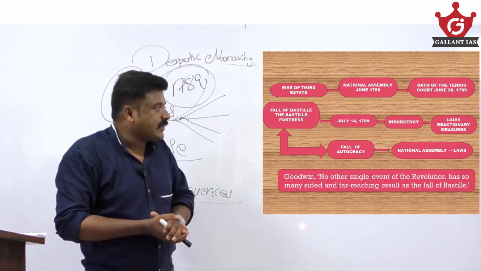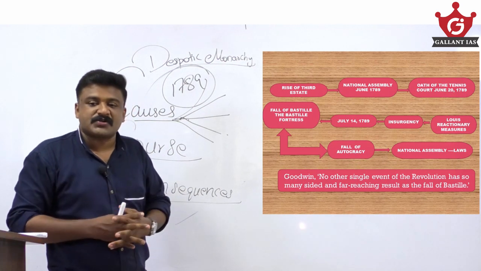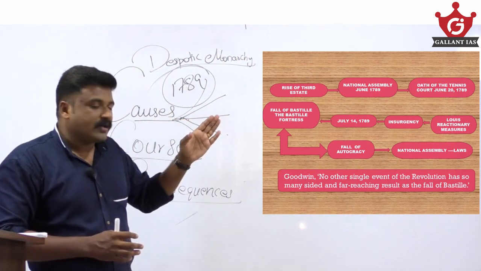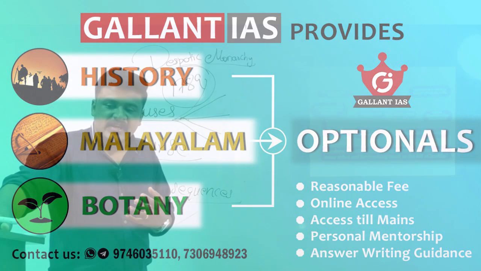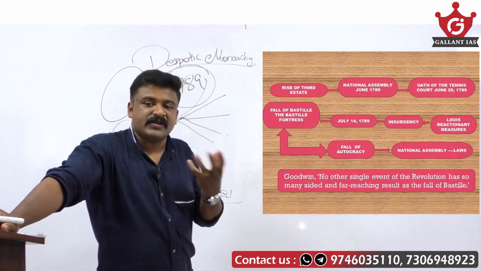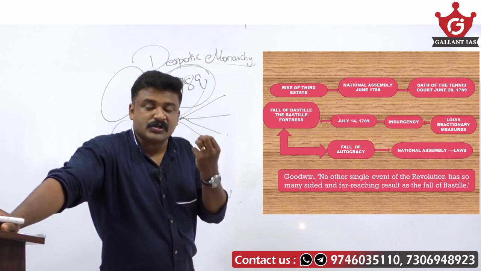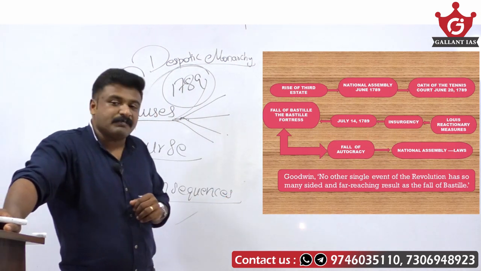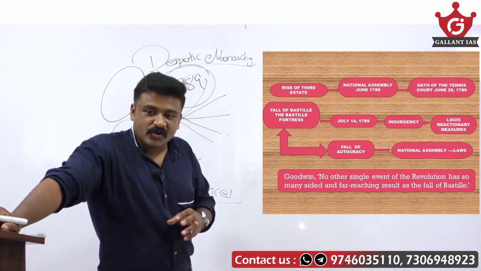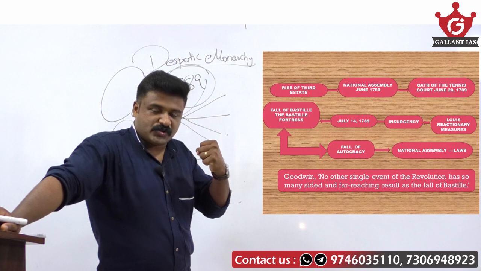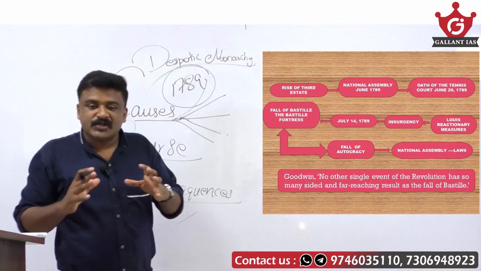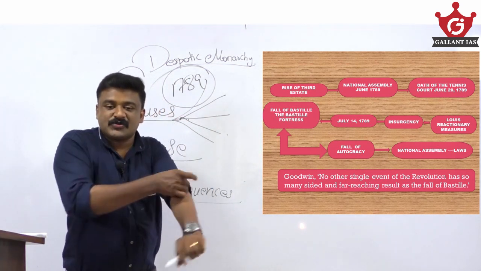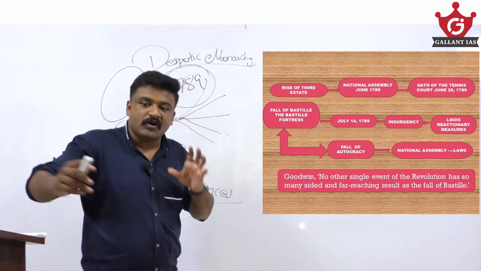Then Louis XVI had no other options and the National Assembly was accepted. Then Louis XVI also started reactionary measures against the third estate or National Assembly representatives. It was a state of insurgency. Then the revolutionaries attacked the Bastille prison, the Bastille fortress, which was regarded as the imperial sign of French despotism or the French despotic government. The fall of the Bastille prison was the fall of the despotic government also, the symbolic fall of autocracy.